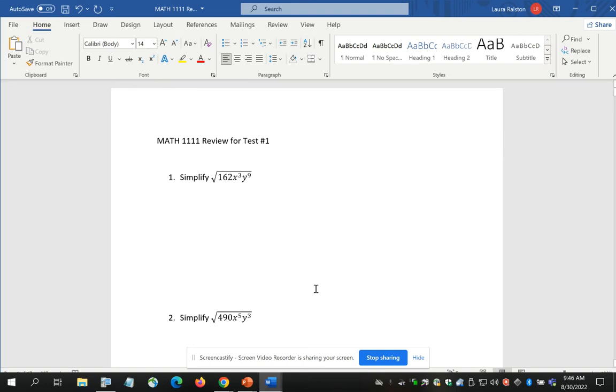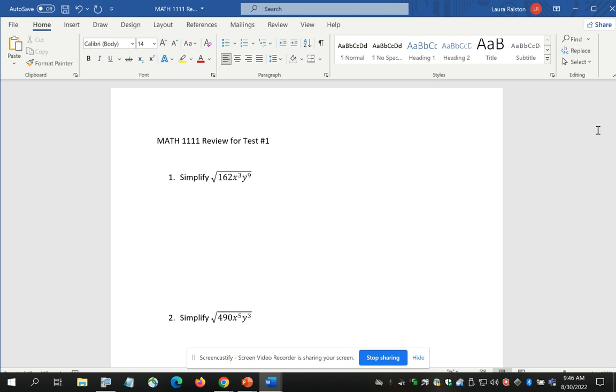This is an answer key for the Math 1111 review for test number 1. And I want to work through the problems that are on that review. So question number 1 asks you to simplify the square root of 162 x cubed y to the ninth.